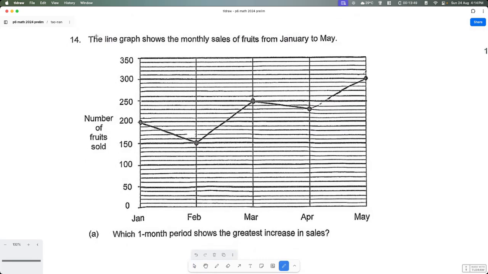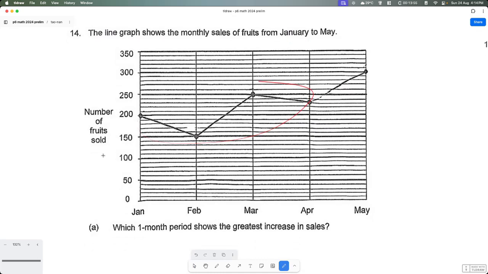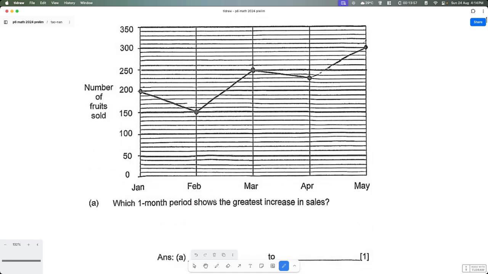Question number 14. The line graph shows the monthly sales of fruits from January to May. Which one month period shows the greatest increase in sales? I'll guess April and May because they have the steepest, or February or March. We don't know which one, so we want to always double confirm.